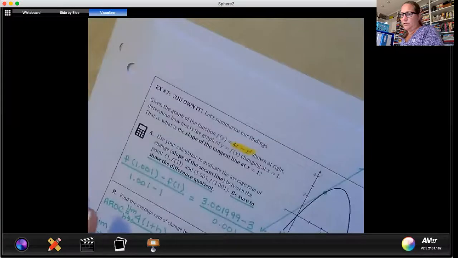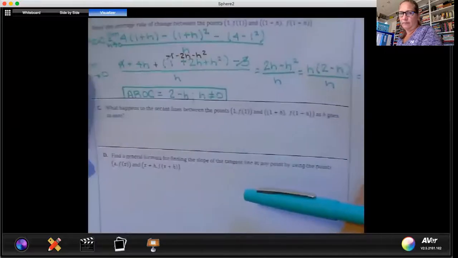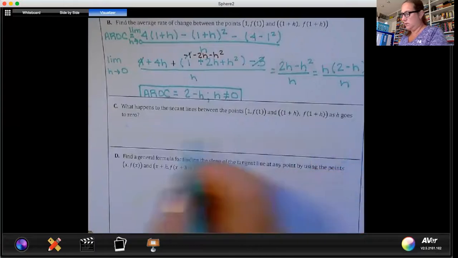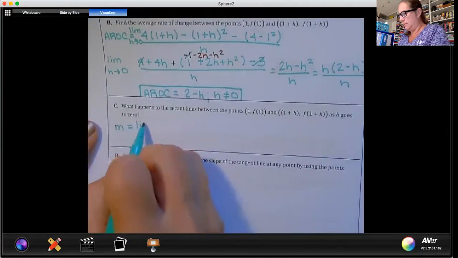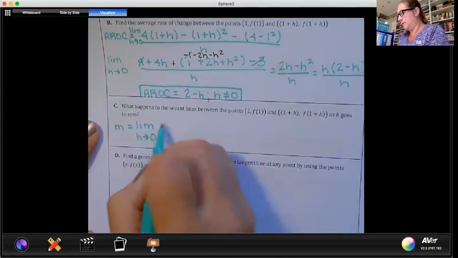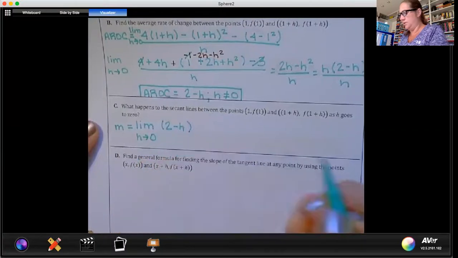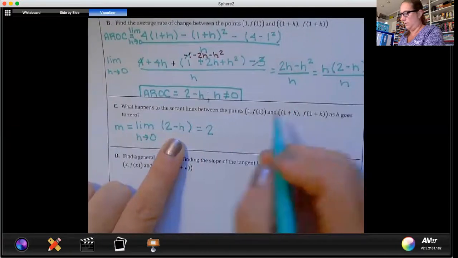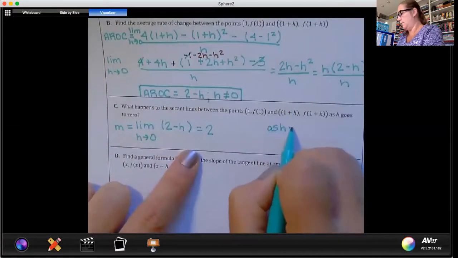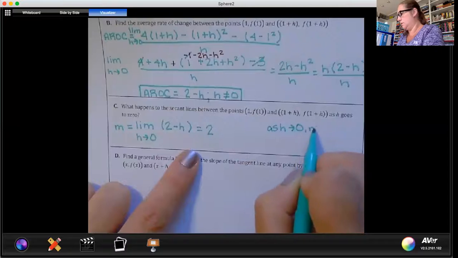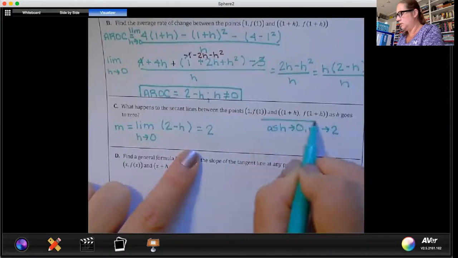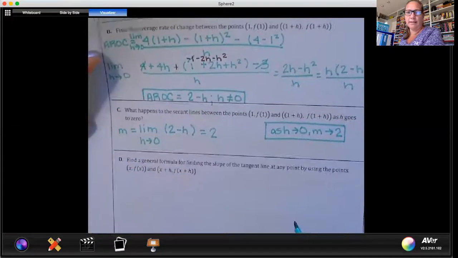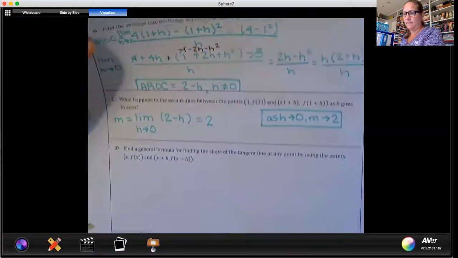So what happens to the secant lines between the points 1, f of 1 and 1 plus h, f of 1 plus h as h goes to 0? So slope is the limit as h approaches 0 of that average rate of change. Because h is 0, our value of our slope is 2. So as h approaches 0, our slope approaches 2. And that's really just justifying what we found in part A when we got our average rate of change 1.999. It's exactly what's happening here.